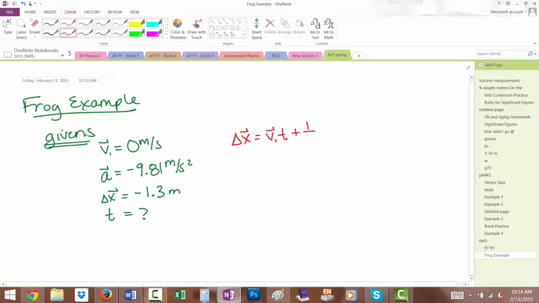No, that's not. That's just used for delta x equals v_i t plus 1/2 a t squared plus the initial x. Oh, yeah.